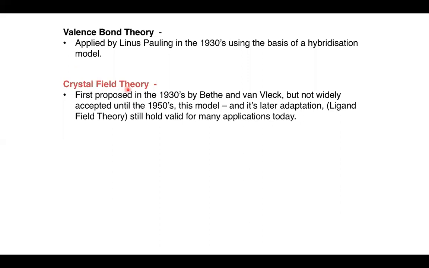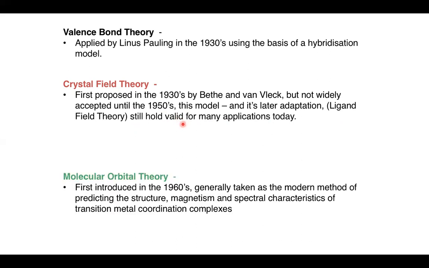But around about the 1950s, in an explosion of modern chemistry, this crystal field theory, and its later adoption, ligand field theory, although it came out around about the same time, was developed. And so these theories are still valid today. Actually, some theories have been developed since then, but by and large, crystal field and ligand field theory very well describe the bonding and the properties of transition metals that we see.